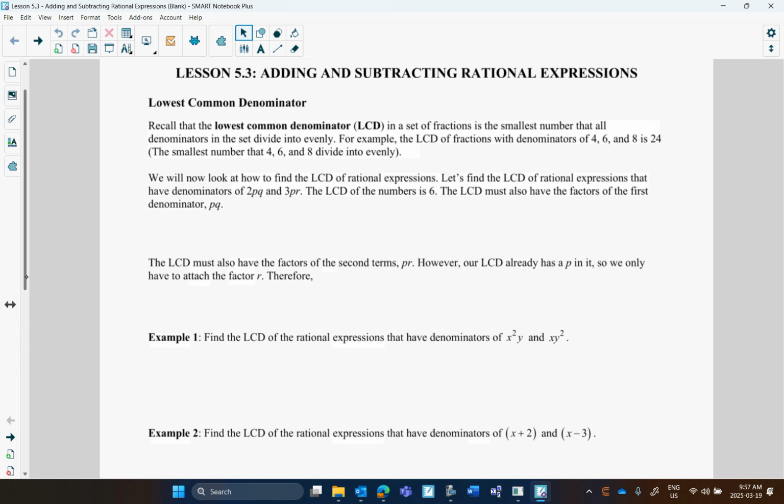Now we start to get a little more complicated. Again, remind yourself. What is the lowest common denominator? Notice I'm writing a bigger fraction box. X plus 3 times x minus 2.